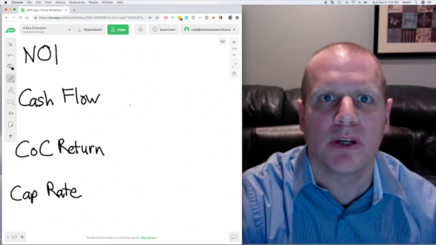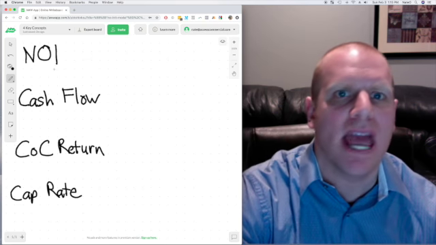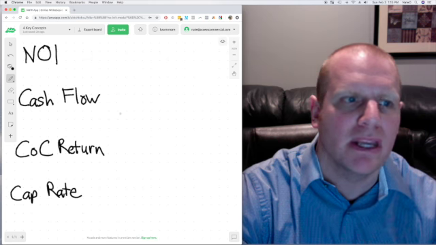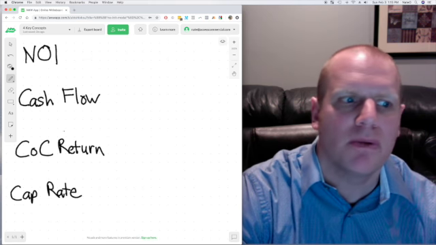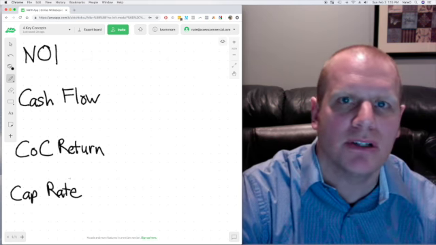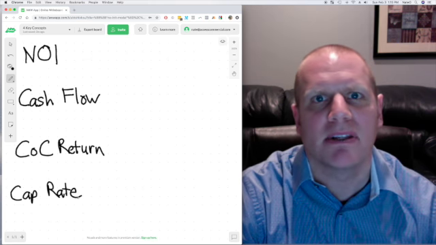Let's jump on my computer so we can see how all 4 of these work together. The 4 terms we're going to be doing a deep dive on today are NOI, or net operating income, cash flow, cash on cash return, and cap rate or capitalization rate.